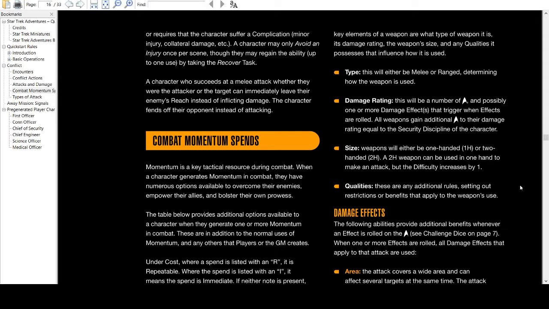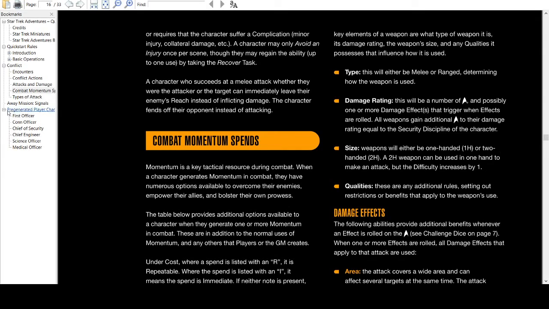Damage rating, this will be the number of challenge dice and possibly 1 or more damage effects that trigger when effects are rolled. All weapons gain additional challenge dice to their damage rating equal to the security discipline of the character. So that's actually a pretty big deal. As you remember, security discipline can range between the number 1 to 5, so that's actually a pretty big boost, especially given to characters with high disciplines.